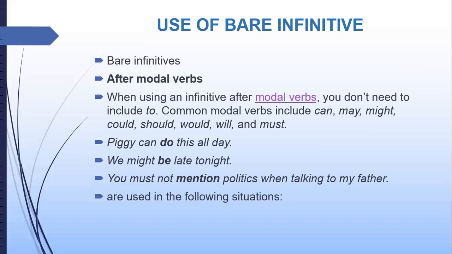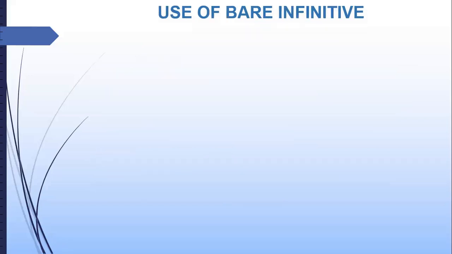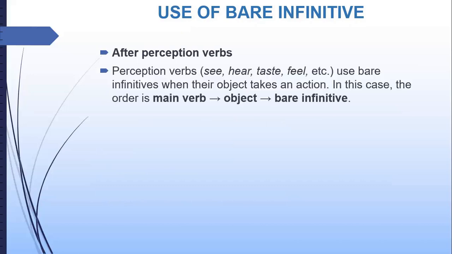These are all used in the following situations, right? Use of bare infinitive. The next usage is after perception verbs. Perception verbs simply mean the sense words. There are five senses: see, hear, taste, feel, etc. Use bare infinitive when their object takes an action. In this case, the order is main verb, object, bare infinitive. I heard the car arrive before I saw it. I heard the car arrive.